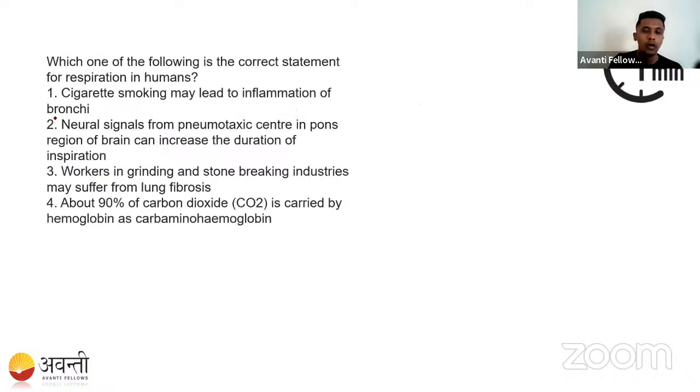All right, so we have our next question. Which one of the following is the correct statement for respiration in humans? So we have our options. Cigarette smoking may lead to inflammation of bronchi. Neural signals from the pneumotaxic center in pons region of the brain can increase the duration of inspiration. Workers in grinding and stone breaking industries may suffer from lung fibrosis. About 90% of the carbon dioxide is carried by hemoglobin as carboxyhemoglobin.